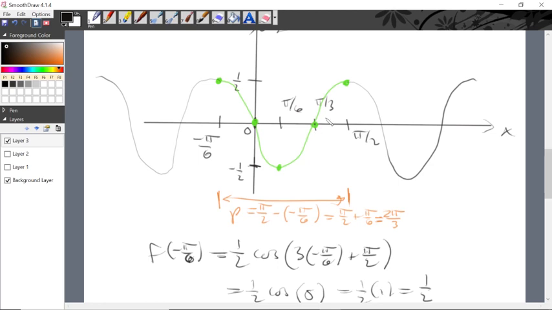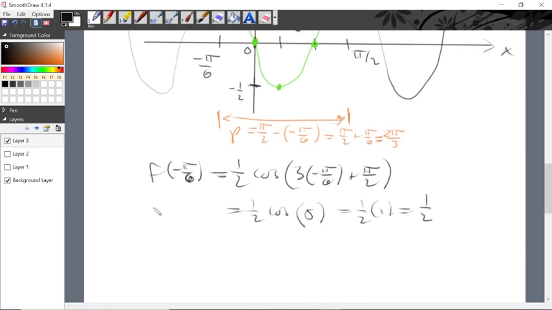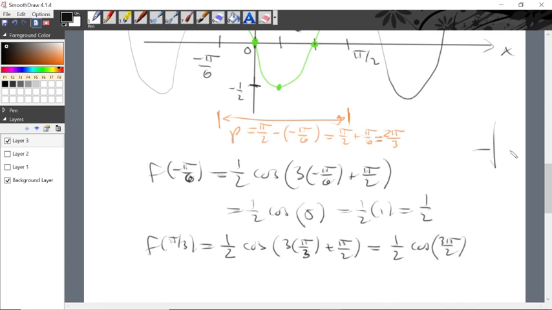Let's say we did this for one other point. How about this one right here, where pi over 3 is plugged in? Just for example, what is f of pi over 3? We expect it's going to equal 0, back at equilibrium. Let's check. F of pi over 3 would be 1/2 times the cosine of 3 times pi over 3 plus pi over 2. Okay, and that's equal to 1/2 times the cosine of pi plus pi over 2, which is 3 pi over 2. Remember from the unit circle at 3 pi over 2, the value of the x coordinate would be 0, so the cosine of 3 pi over 2 is 0. This is 1/2 times 0, which is equal to 0.